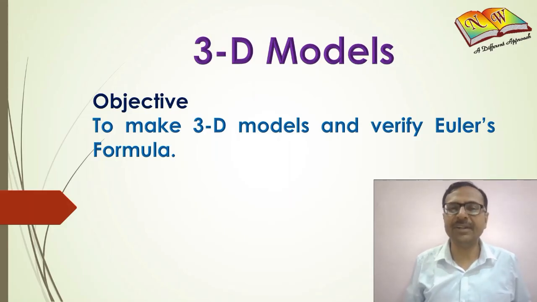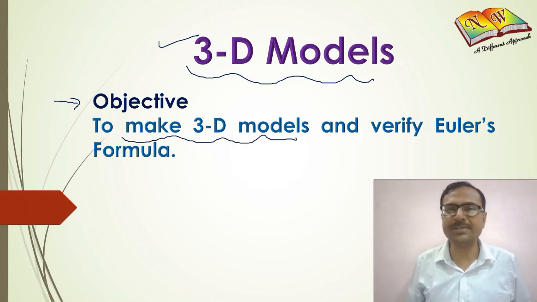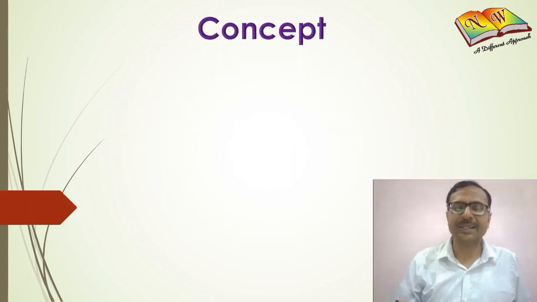This is the activity which relates to 3D models, that is three-dimensional models. So the objective of the activity is to make some 3D models and then verify Euler's formula for the polyhedrons. Let's study the concept in hand first.